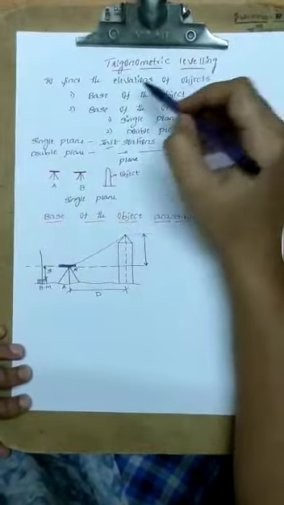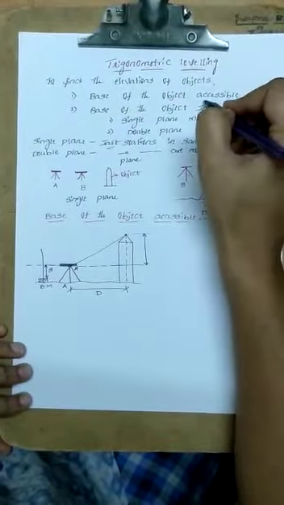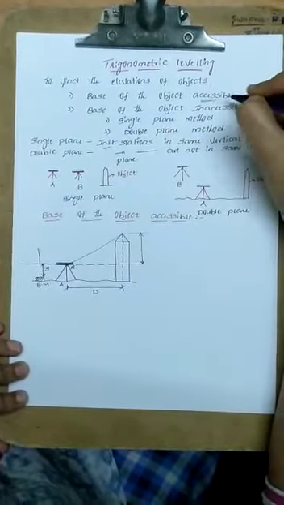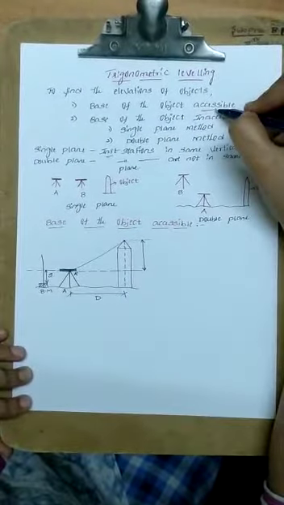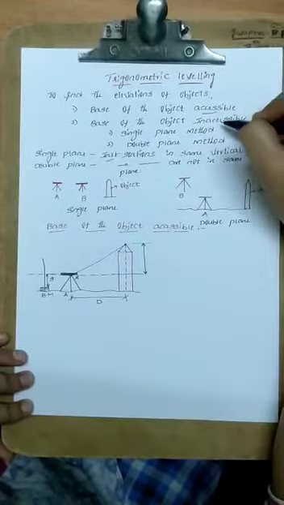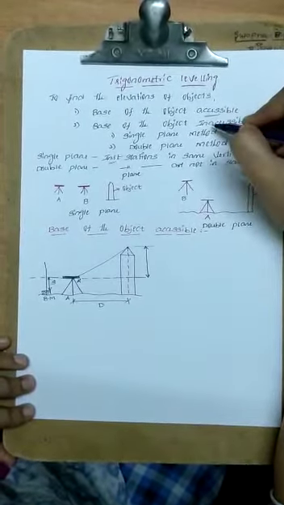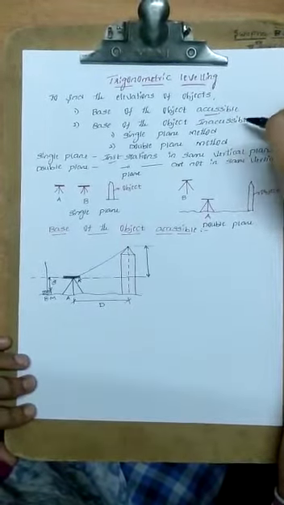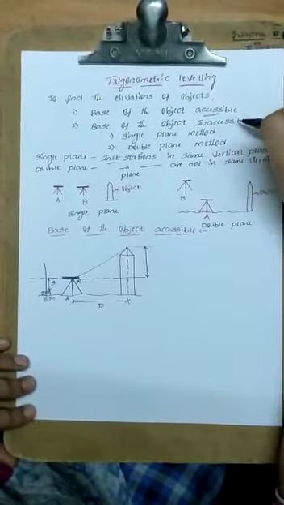Before that, we will see what the term accessible indicates. Accessible means the distance between the instrument station and the elevated object can be measured. Inaccessible means when it is not possible to measure the distance between the instrument station and the object, that you call inaccessible.